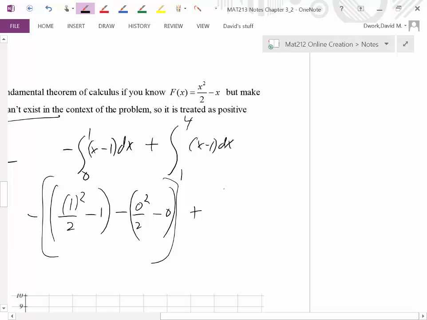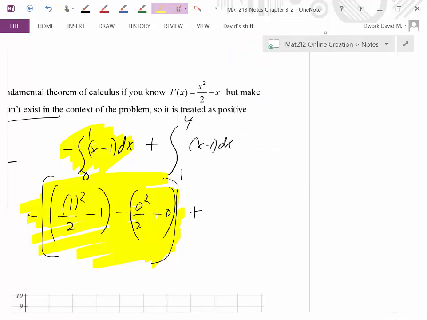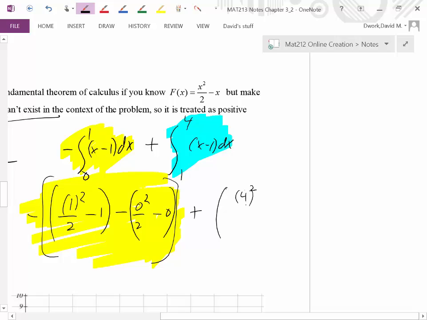Plus, now we'll do the same thing again, but we're going to do it for the other integral. So you can see this yellow piece here makes this whole thing here. Okay, then this blue piece, what I'm going to do here in blue, this piece here is going to be this next part. So again, we're going to say, what's my function? It's x squared over 2 minus x, so it's going to be 4 squared divided by 2 minus 4 minus, then I have to substitute in my low, which would be 1 squared divided by 2 minus 1.